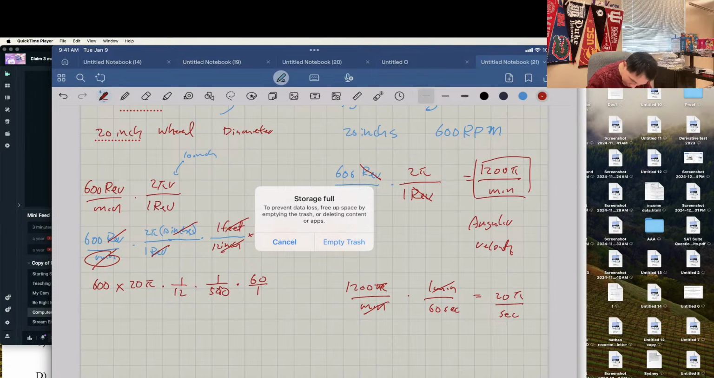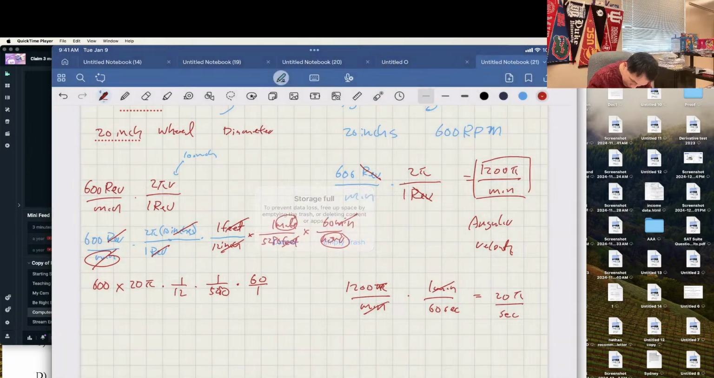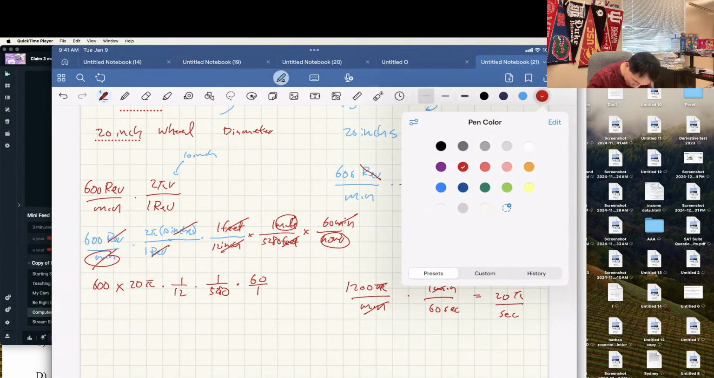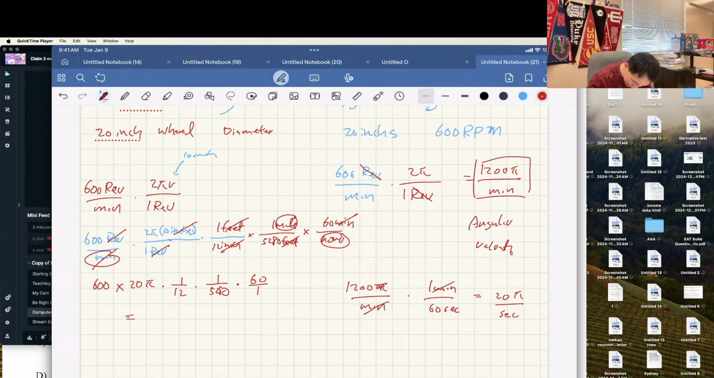How fast do you think it's going? 35 miles per hour. Actually, 35.699 miles per hour. That's how fast it's going. You say 600 rotations is pretty fast, but it's not really. It's only going to go 36 miles per hour.